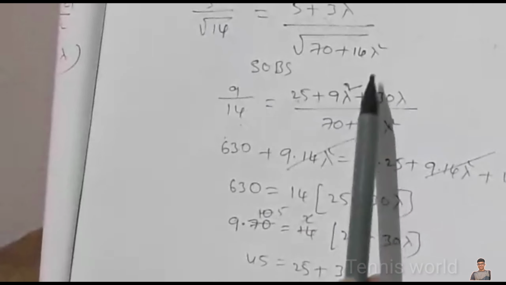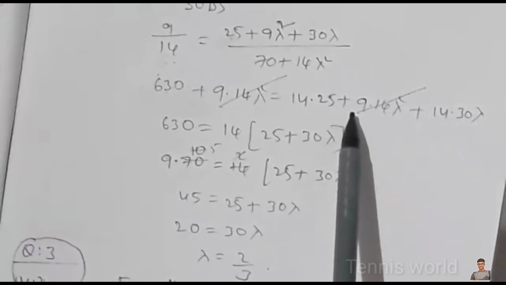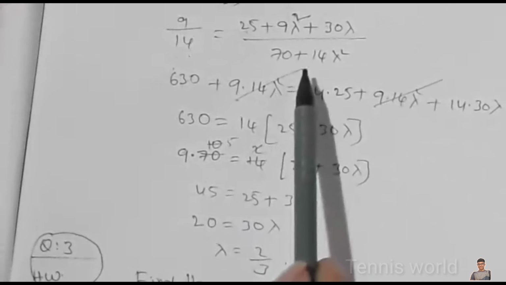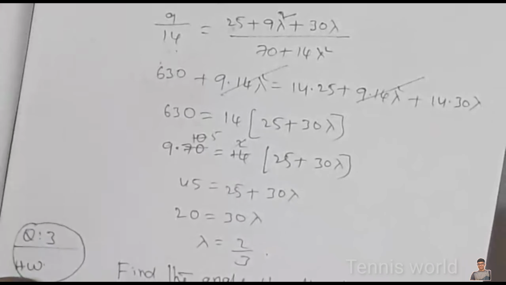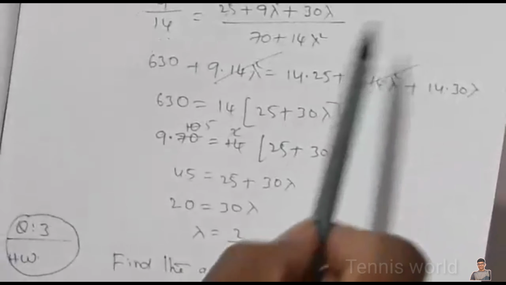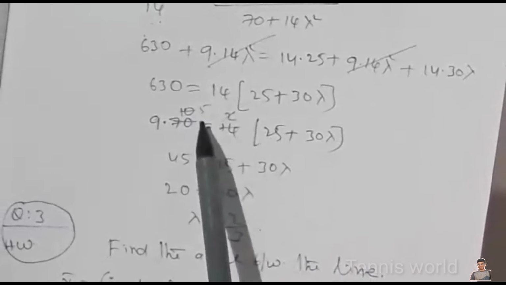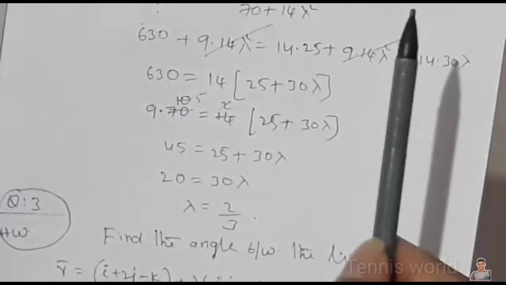So here the root will go. If you do cross multiplication, this step will come. On both sides you cancel 9 into 14 into lambda square. These both values we need to cancel. Then 630 is equal to the remaining step. In these both steps, 14 is common, so take out the 14 common: 25 plus 30 lambda. Okay?